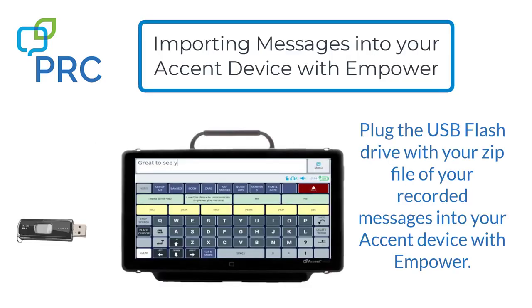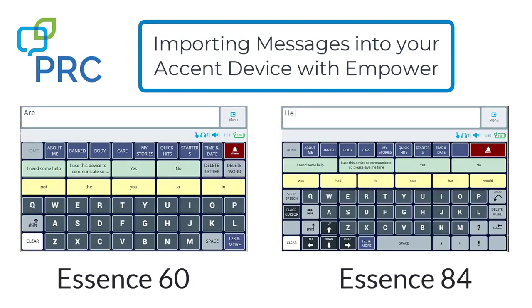To import your messages into the Accent device with Empower, plug the USB flash drive with your zip file of your recorded messages into your Accent device with Empower. Make sure you are using either the Essence 60 or Essence 84 vocabulary.